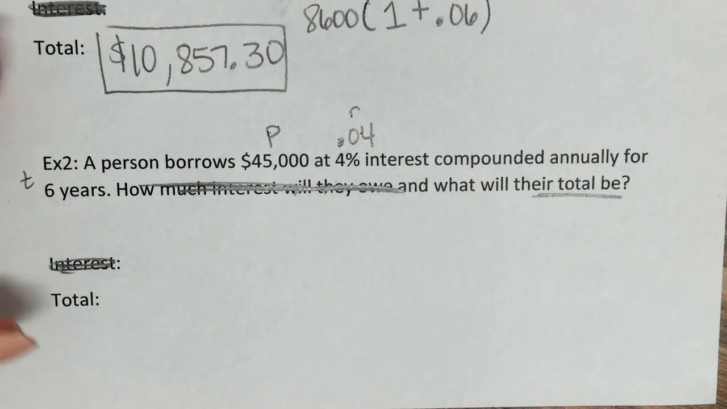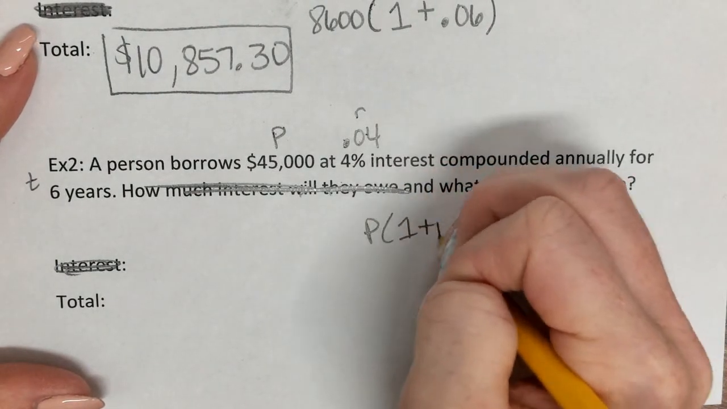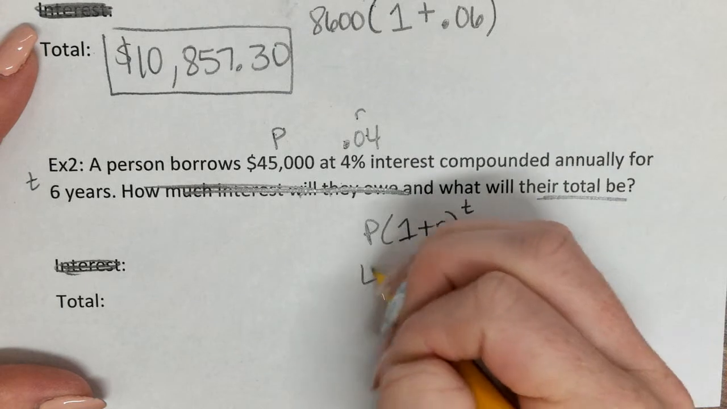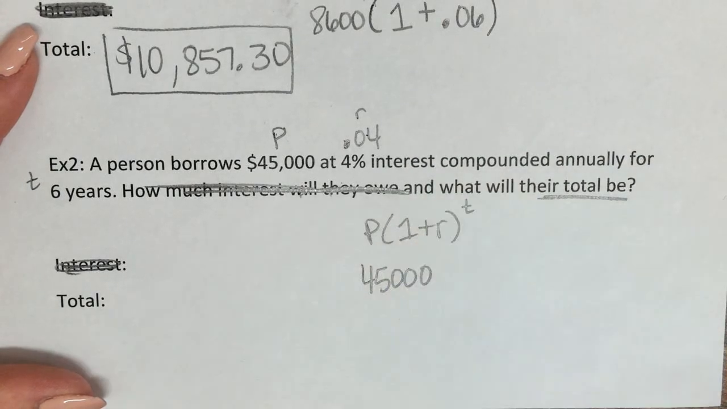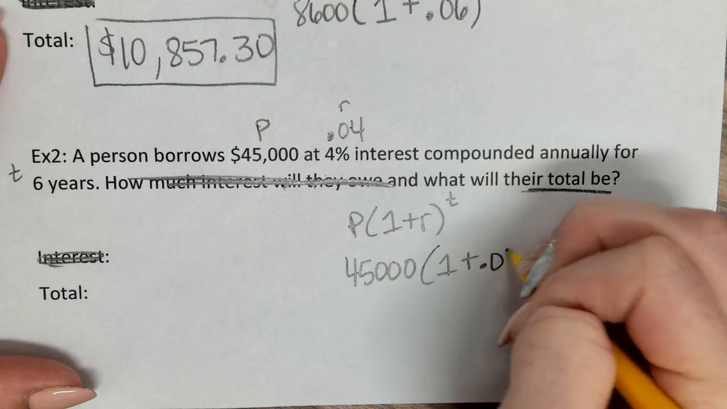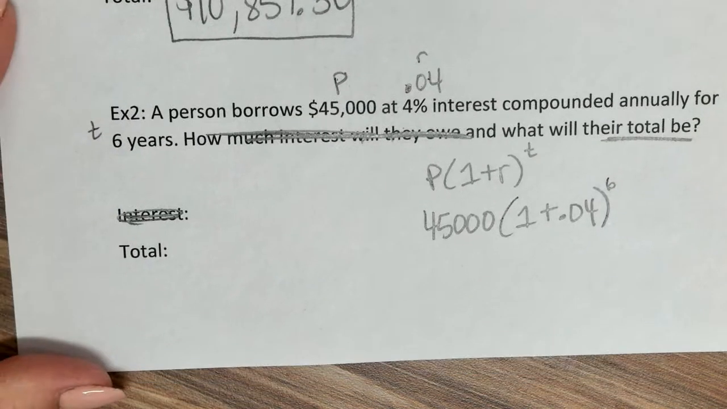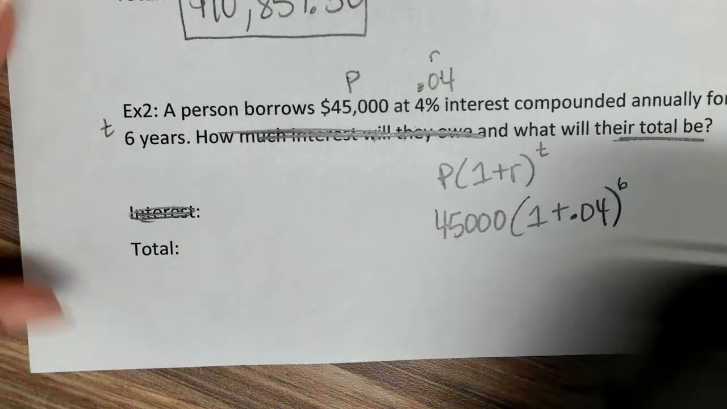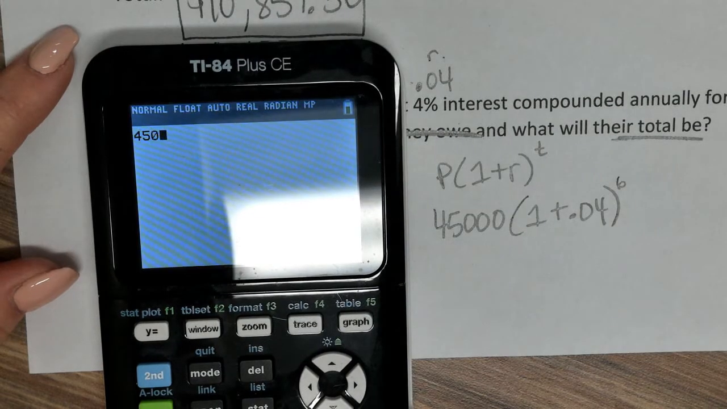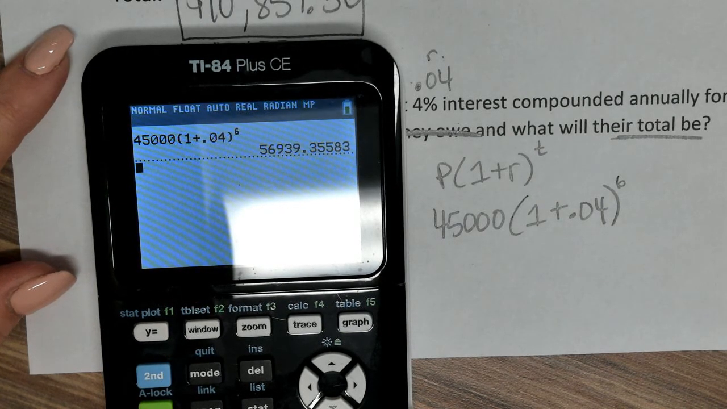Check to make sure you set it up correctly. You should have put 45,000. Do we put commas in our calculator? No. 1 plus 0.04, close parentheses to the 6th power. Make sure that's what is in your calculator. And there's my answer.